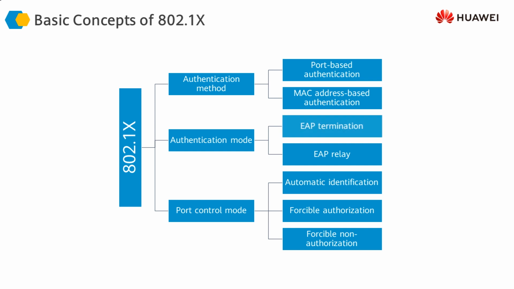Similarly, authentication mode can either be EAP termination or EAP relay. In case of EAP termination, the authenticating device, that is the access switch through which the users are accessing the network, terminates the 802.1x authentication request, carries it in Radius, or sends it to the Agile controller or the Radius server through a Radius message.